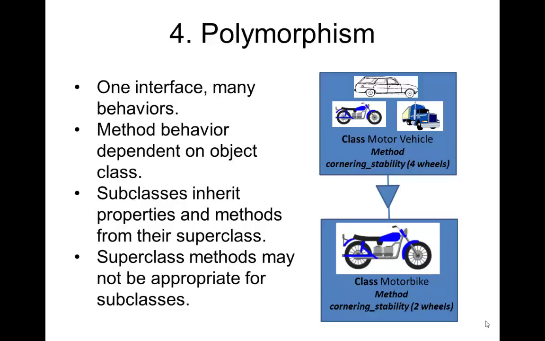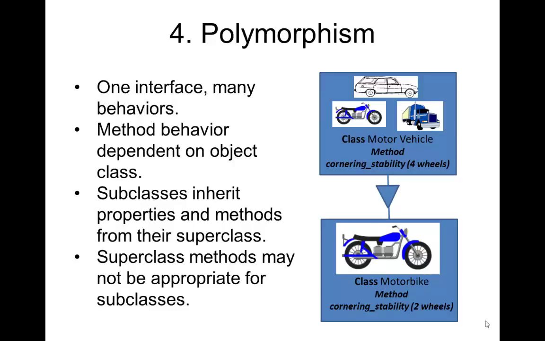Motorbike goes round a corner. Maybe it's a, I don't know, what are they, Norton. It's a Norton motorbike. It goes round the corner. It looks into the Norton class, can't find a method for cornering stability. So it looks up the class to motorbike, finds a cornering stability algorithm, which is the two-wheel version. It fires that one and it uses that one. It doesn't bother going further up the hierarchy to find the four-wheel vehicle method.